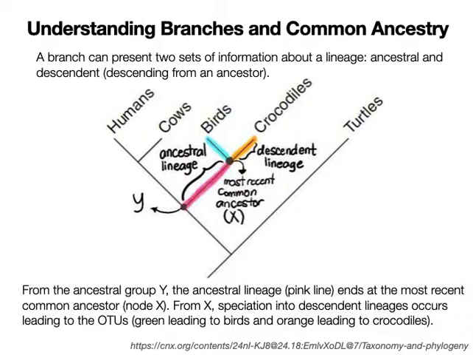So another one is that the branch can present two sets of information about the lineage. So a branch will tell us about the ancestor and then the descendants. So from the ancestral group Y, for example, the ancestral lineage, which is the pink line, ends at the most recent ancestor, which is X. So andito yung X natin. So ito yung sinasabi lang nito, yung ancestor, which is usually nasa baba. At yung descendants naman, ibig sabihin, siya yung nag-sprout from that speciation event. So, in this case, si birds at saka si crocodile. Okay?